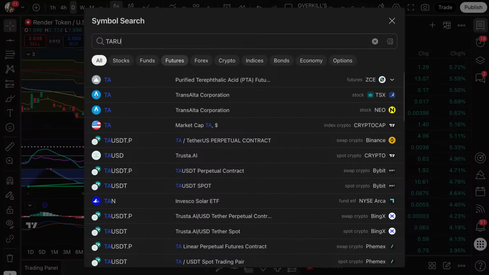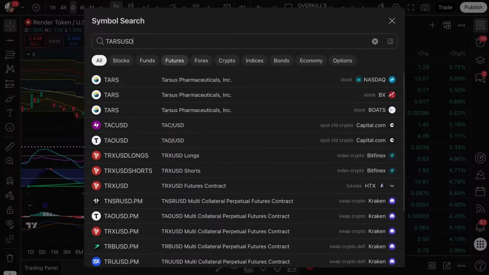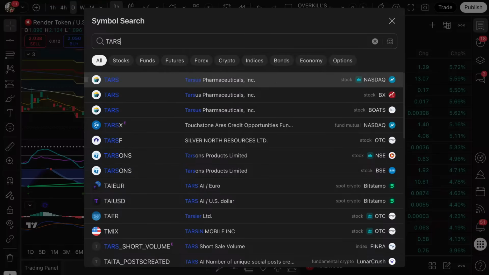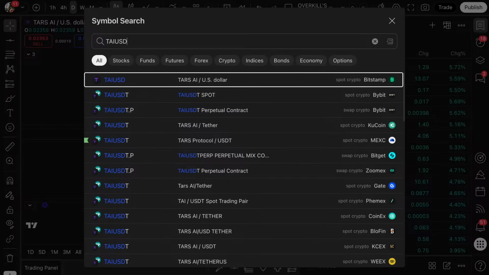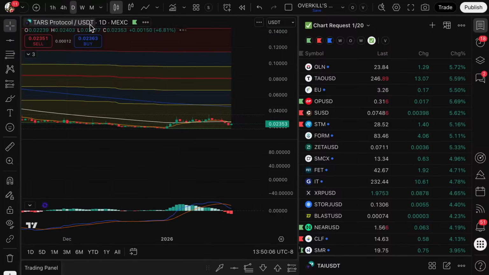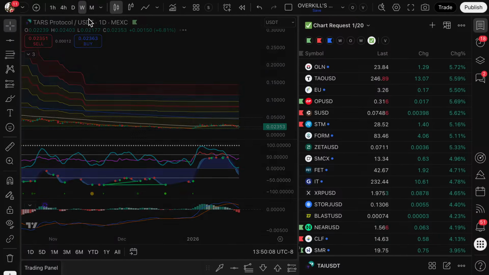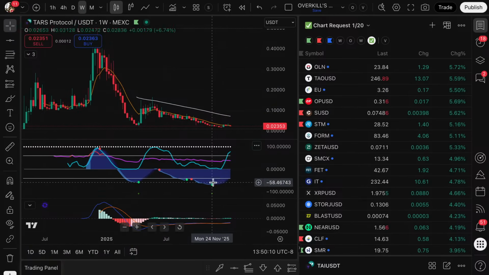I see one in the chat for TARS AI. Yeah, TAI USD, that's right. I've had my eye on this one for a while. This is a Solana ecosystem name, an AI play on the Solana. So the dot is green.